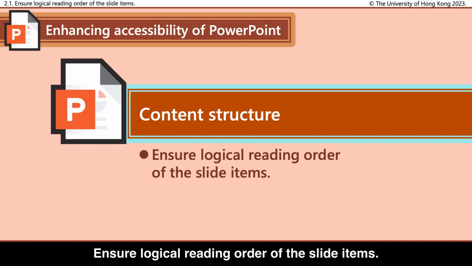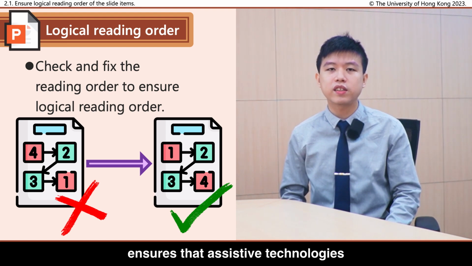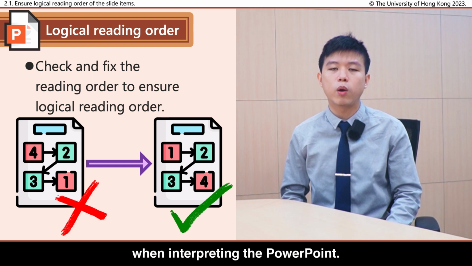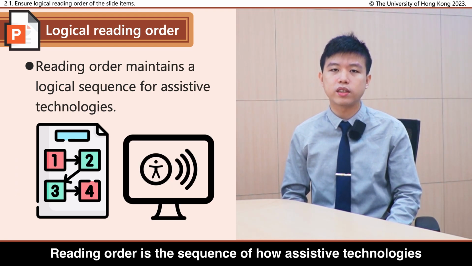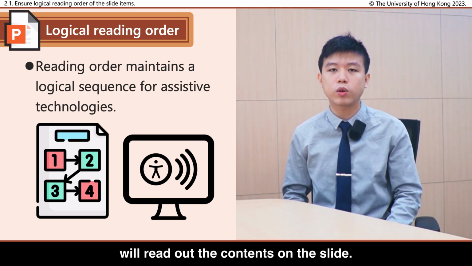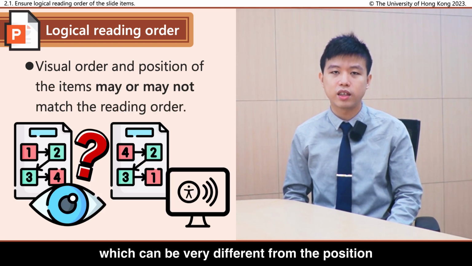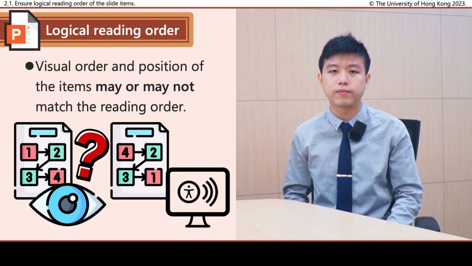Ensure logical reading order of the slide items. Checking reading order ensures that assistive technologies, such as screen readers, will follow the intended logical sequence when interpreting the PowerPoint. Reading order is the sequence of how assistive technologies, such as screen readers, will read out the contents on a slide. Basically, the slide items would be read in the order they were added to the slide, which can be very different from the position and order that visually appears.